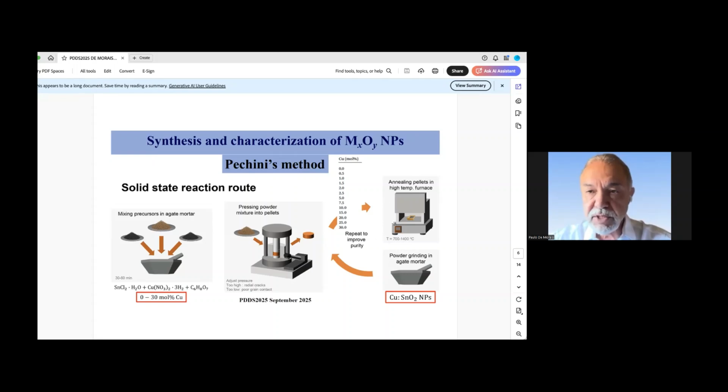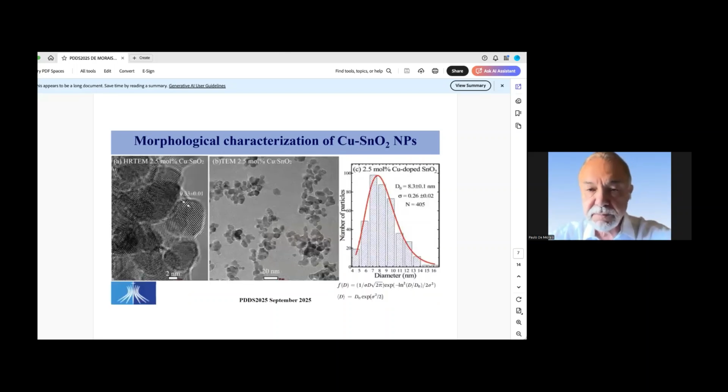And we can perform the synthesis a few times. In every cycle, you check the crystallinity of the material. If you find the crystallinity is not good enough, you can do the sintering again. So we perform this sintering using copper as a doping. So we might have copper-doped tin oxide nanoparticles, and the copper went from 0 up to 30 mole percent. So all this material was characterized using different techniques.